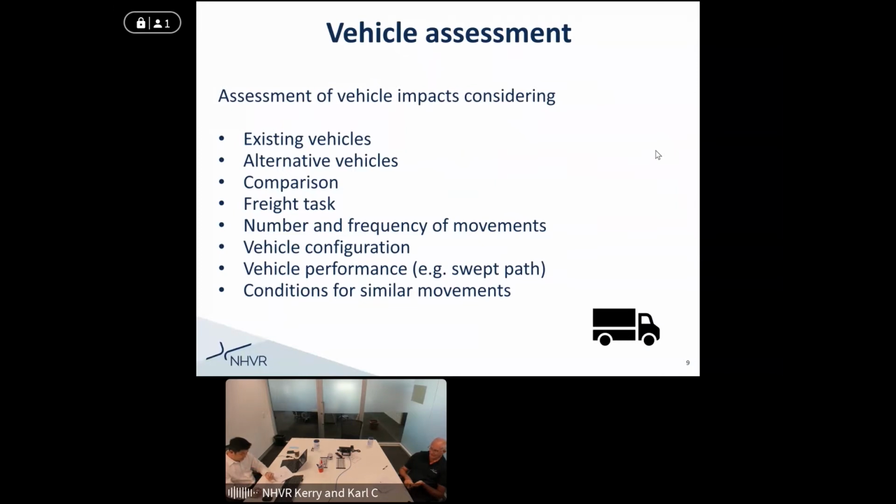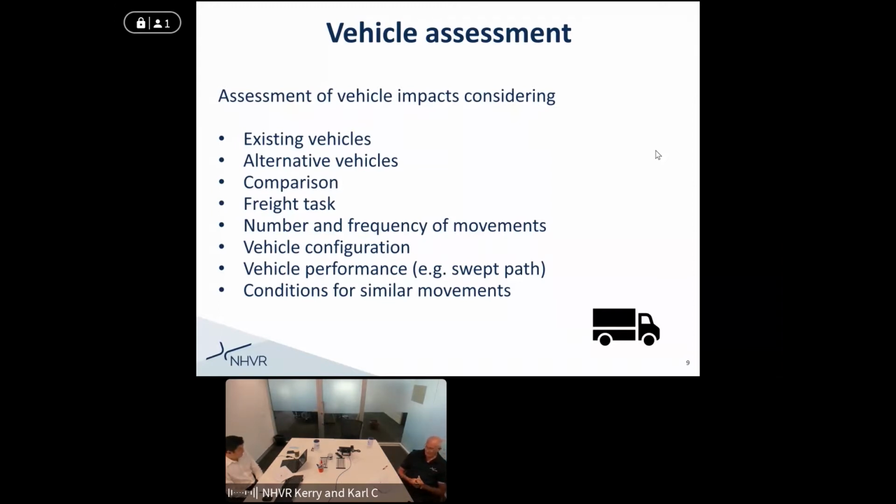Is it a new freight task? What is the commodity? What is the volume of the freight task that's going to be undertaken? Is it seasonal, like in crop harvest, grain harvest, sugarcane harvest? All that. How important is it to the local community? How important is it to the state or the national economy for these things to be moved? Frequency of movement. So how many and how often? Is it once a day? Is it 100 trips a day? Is it one every 3 months?